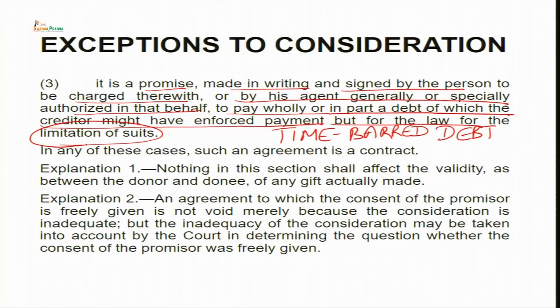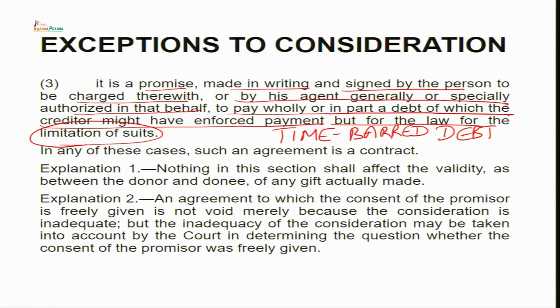So in order to understand this particular exception, we first need to understand the meaning of limitation. In India, there is a law known as the Limitation Act. Now, the purpose of the Limitation Act is to tell you that, for example, if someone has taken a loan from you and has promised to return that loan to you, everything is in writing, and commits a default.